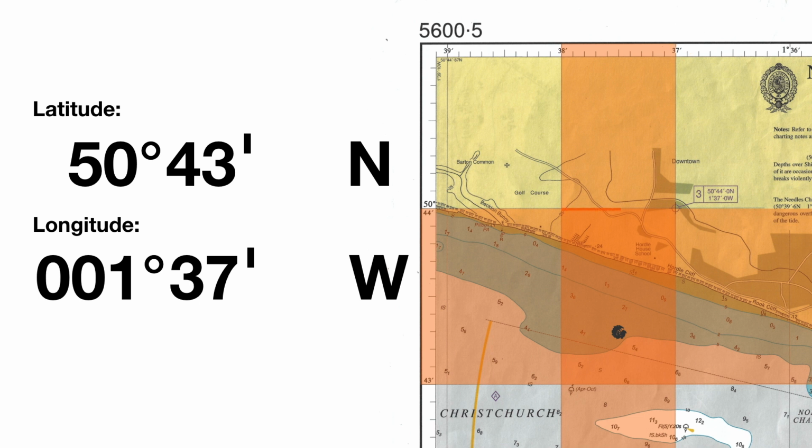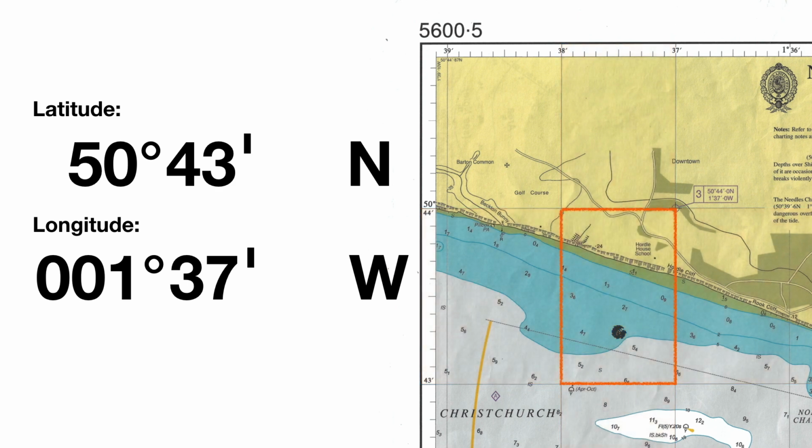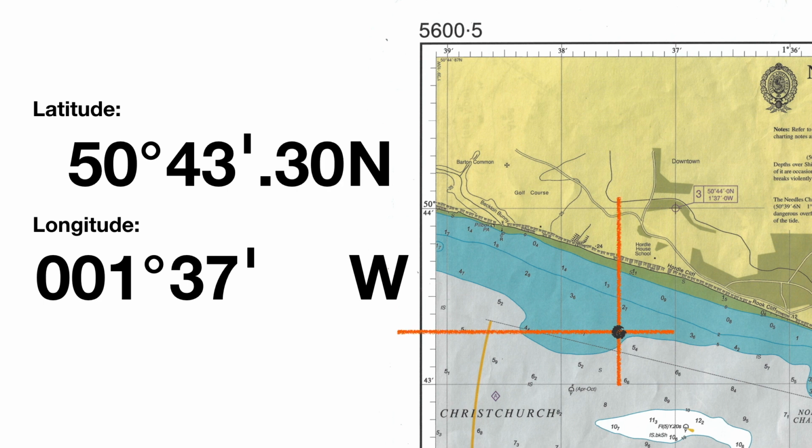So we've narrowed our position to a single square on the chart. Lastly, stage 4, we can get really accurate by using the decimal scale between the 2 minutes, remembering to read them from the smaller minute to the larger minute. So our latitude decimal is decimal 30 and our longitude decimal is decimal 50. So there we have it. The latitude and longitude of our position in full is 50 degrees 43 minutes decimal 30 north, 001 degrees 37 minutes decimal 50 west.